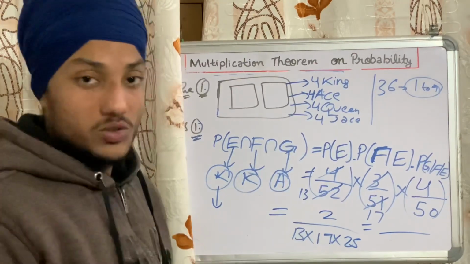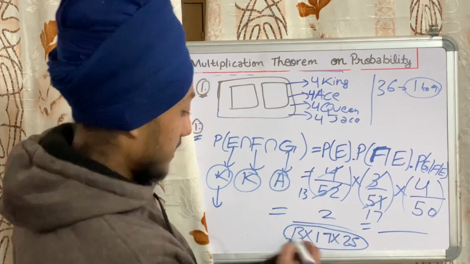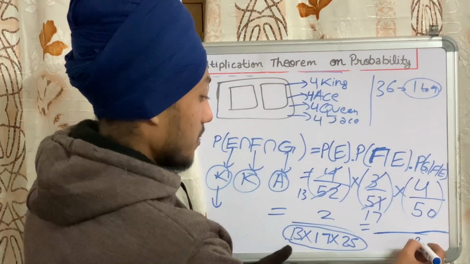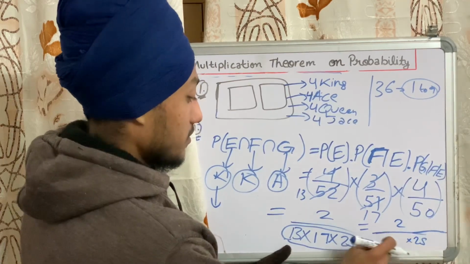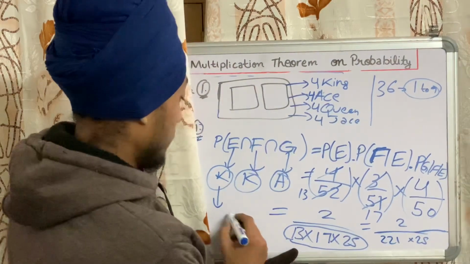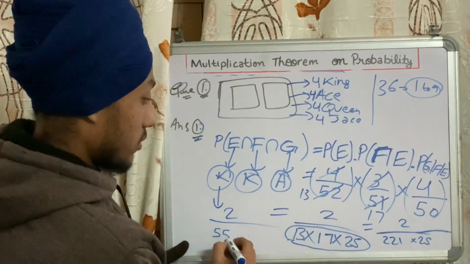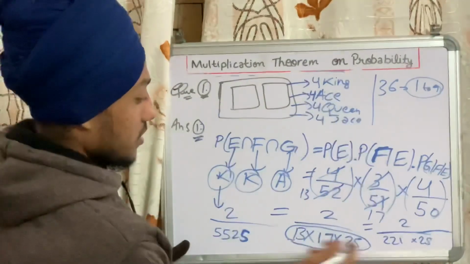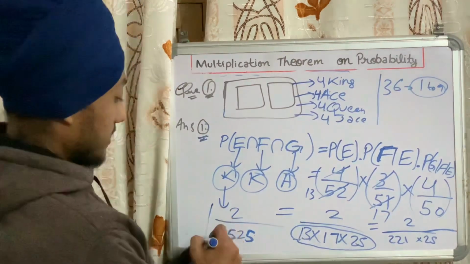So I hope you will understand it. So we can find it easily by using some methods. When you use a calculator, it will give that much. So 25 into 25, and that's all. So that's our answer.